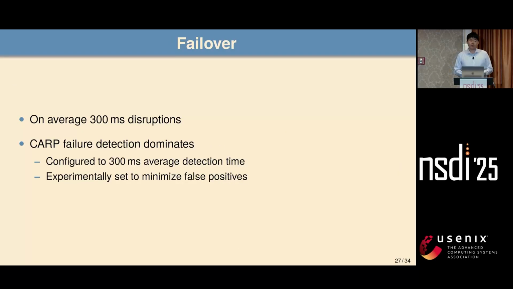For the failover, we only tested HATCP because the other systems don't have the same feature. In this experiment, HATCP can fail over a connection in 300 milliseconds. This time is significantly higher than the migration, and this is because experimentally, we set the failure detection time to around 300 milliseconds in order to minimize false positives.